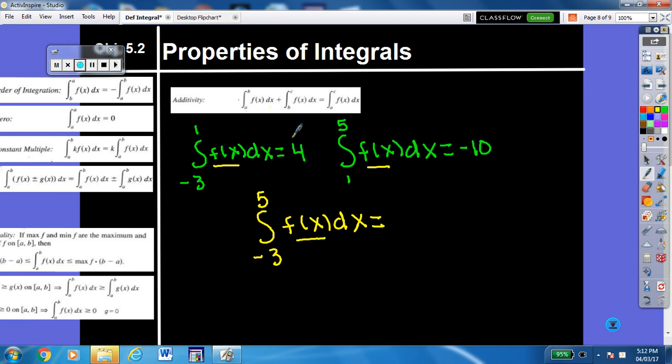So what the additivity rule says, if you start at A, which in our case is negative 3, and you go to B, which in this case is 1, and then you start at B, which is 1 again, and go to C, which in this case is 5, that's the same thing as going from negative 3 to 5. And all you have to do is add those net areas. So here we have a 4, and here we have a negative 10. And again, you can kind of see, you go from A to B, B to C, so from A to C gives you the combination of those net areas, which is negative 6.